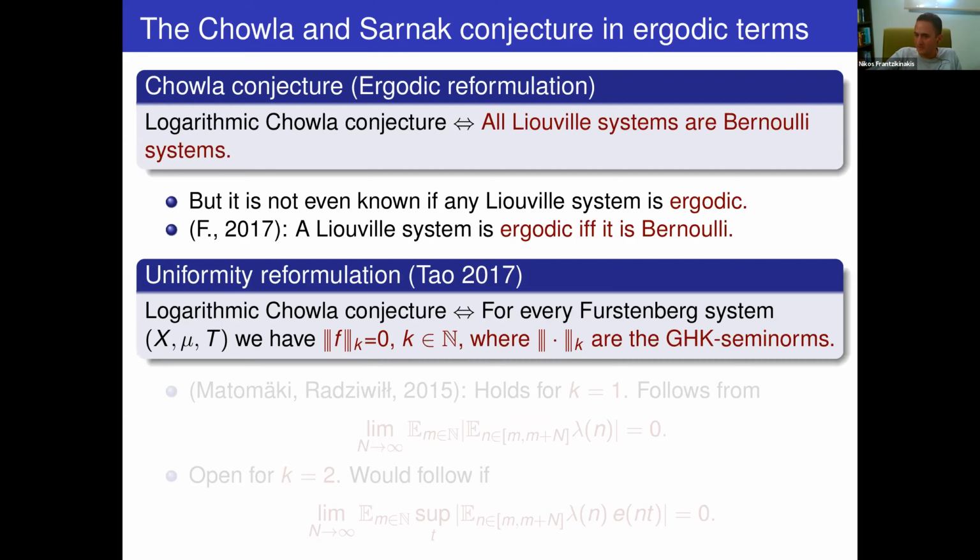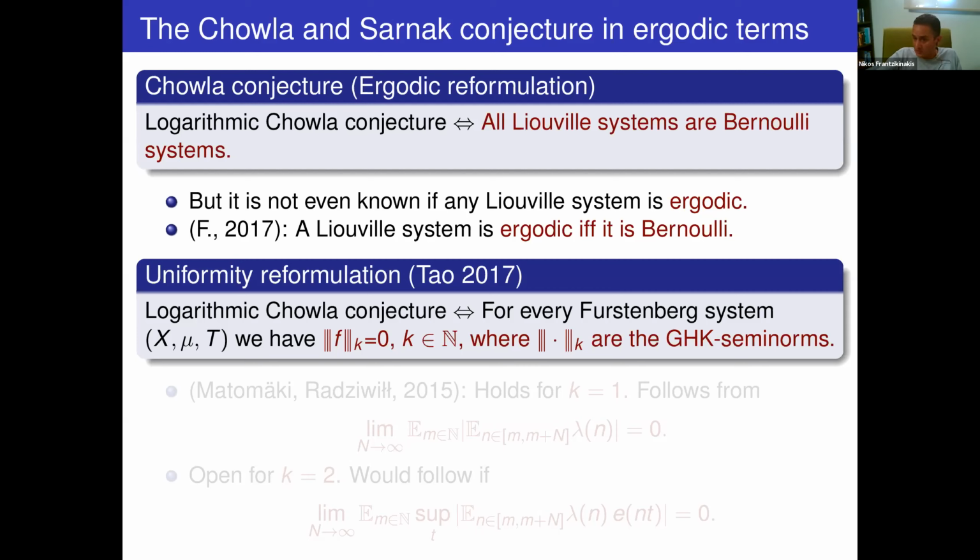If you don't know what the semi-norm is, I will not tell you now. So the logarithmic Chowla conjecture is equivalent to the fact that for every Furstenberg system, this function f, I mean this function f of x that is x0, this specific function f that we construct in the correspondence principle, has Gowers-Host-Kra semi-norms equal to 0. It's Gowers-Host-Kra uniform, as we say, okay? These are some semi-norms that are defined by some formulas, motivated by the analogous notion in additive combinatorics.